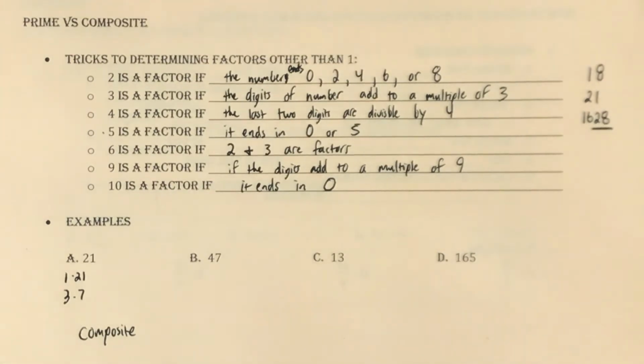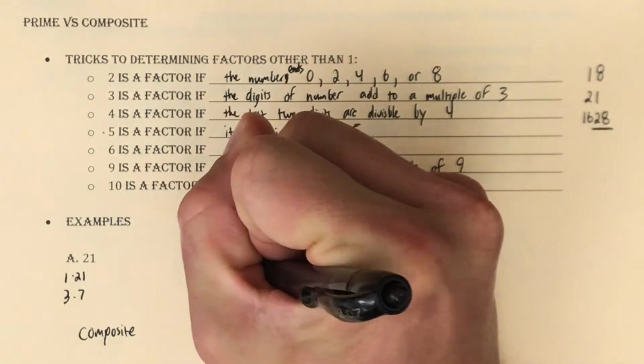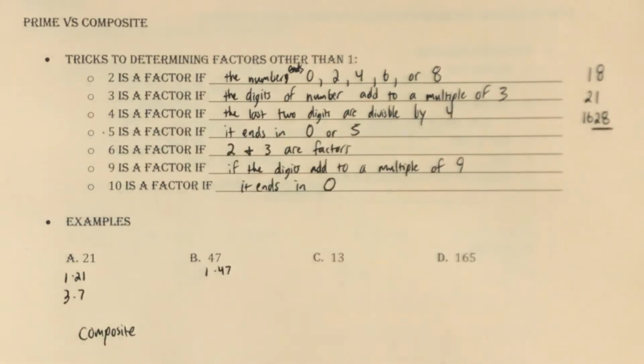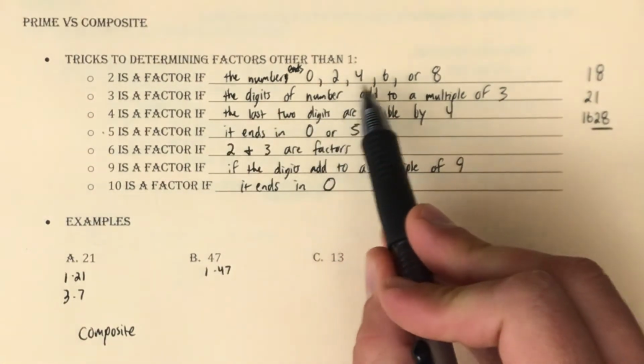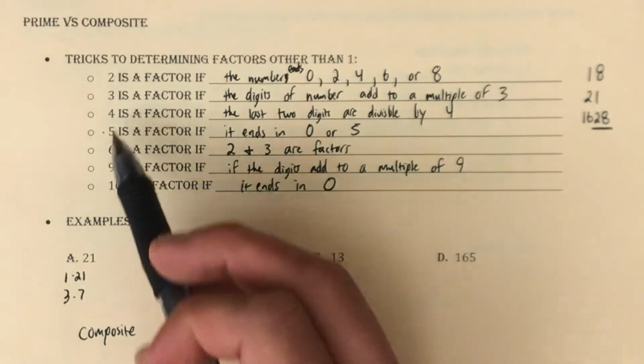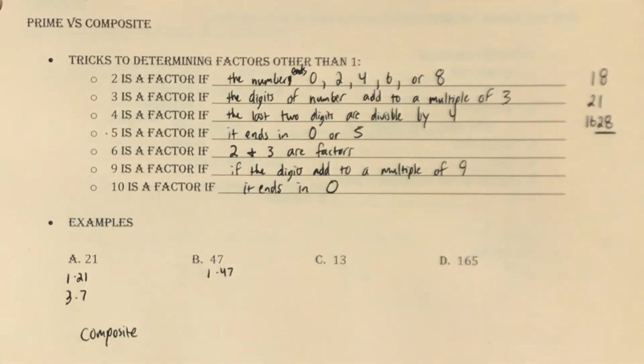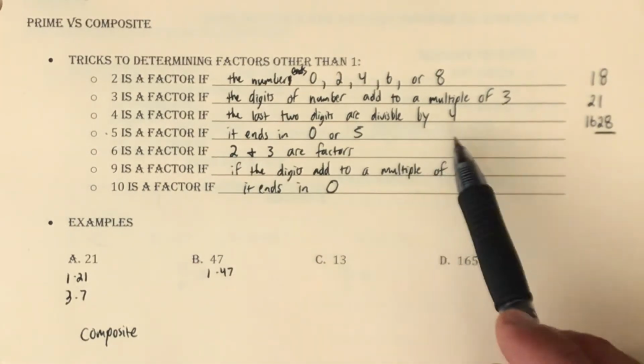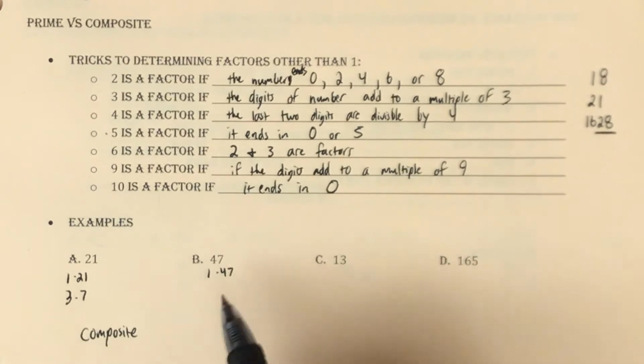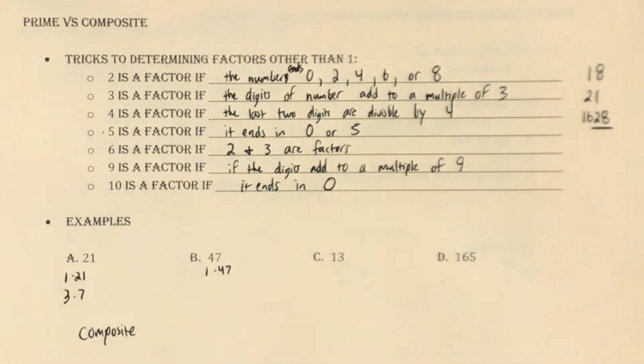So 47, what are the factors? Well, obviously 1 times 47. Does 2 go in? Well, it doesn't end in 0, 2, 4, 6, or 8, so it doesn't go in. Does 3 go in? Well, I don't know of a pair that makes 47, but if I just add the digits together, 4 plus 7 is 11, and nope, that is not a multiple of 3. Is 4 a factor? Well, the last 2 digits, 47, are not divisible by 4, so that's not a factor. Is 5 a factor? Well, it doesn't end in 0 or 5, so nope.